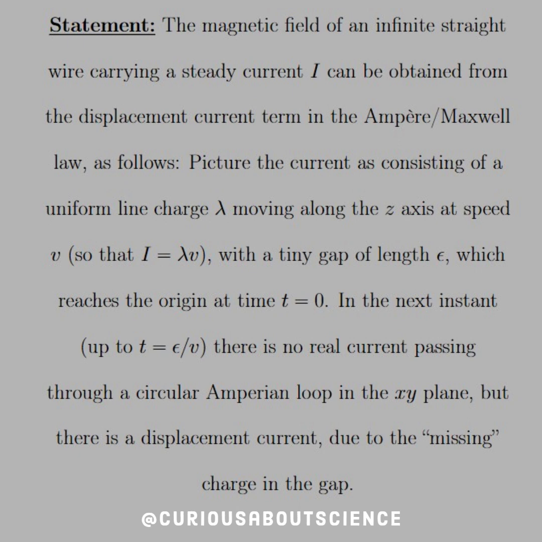Picture the current as consisting of a uniform line charge lambda moving along the z-axis at a speed of v, so that I is equal to lambda v, with a tiny gap of length epsilon, which reaches the origin at time t equals 0. In the next instant, up to t equals epsilon divided by v (distance divided by velocity gives us time), there is no real current passing through a circular Ampérian loop in the xy plane, but there is a displacement current due to the missing charge in the gap.